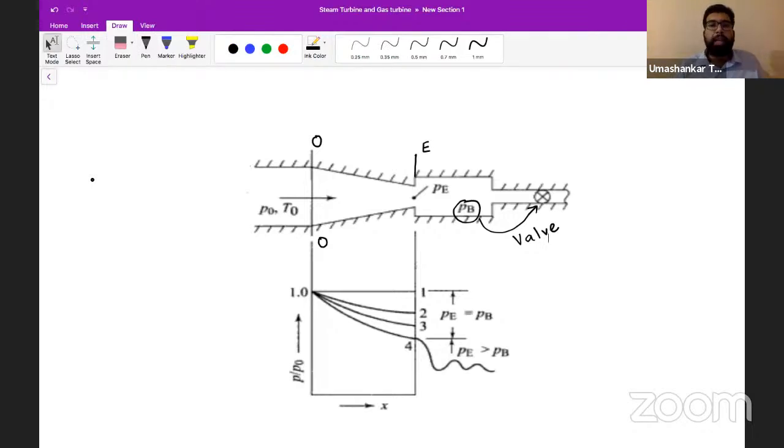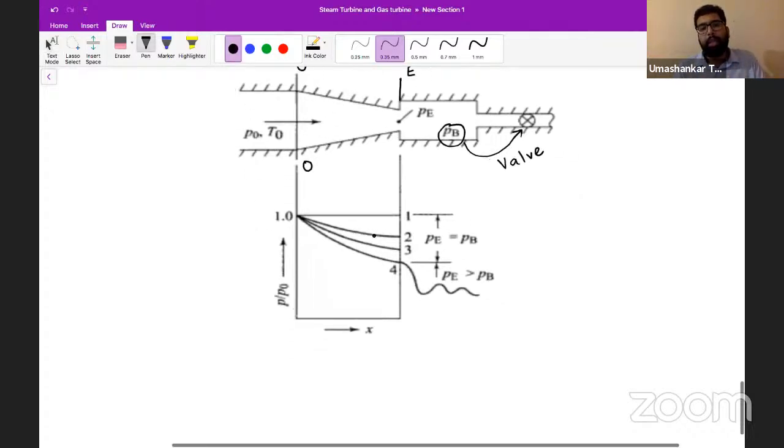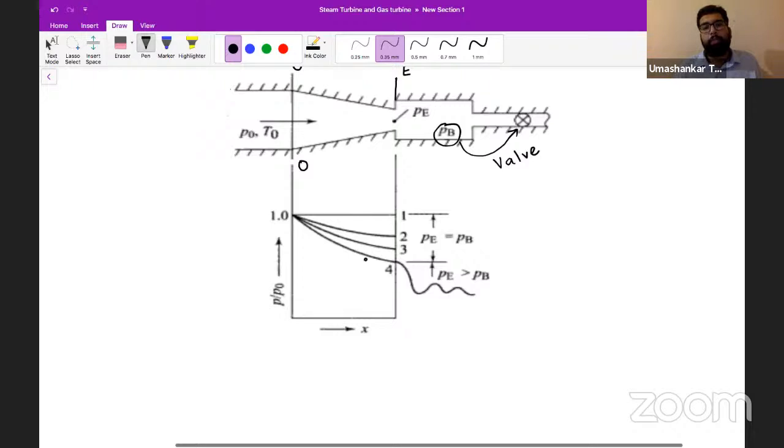Okay, so we are controlling the back pressure with the help of this valve. With respect to the back pressure and our critical pressure, our exit pressure may vary. So you can see here 3-4 lines. In the first line, what is there?